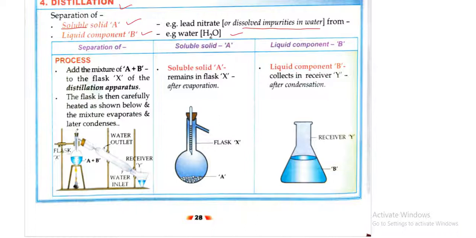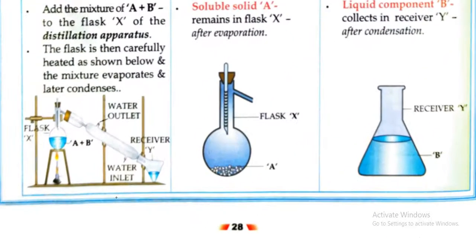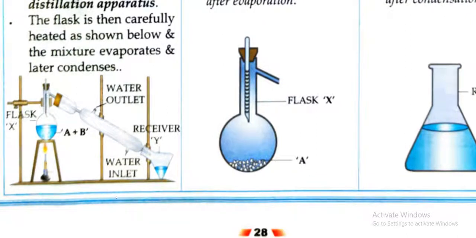Now this is called a distillation flask. Let us observe it more clearly. So here you see this is called a distillation flask, which is named X, and here the mixture A plus B is given and it is boiled very slowly. After some time the liquid will start evaporating, that is the water will start evaporating. Then the water will be passed through a condenser. It is called a condenser.